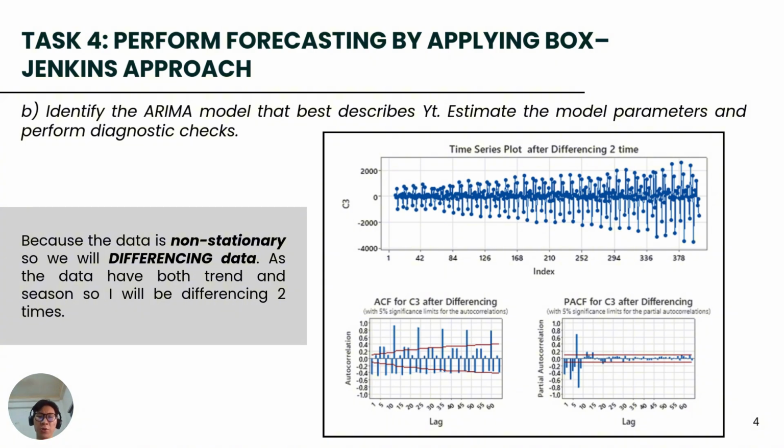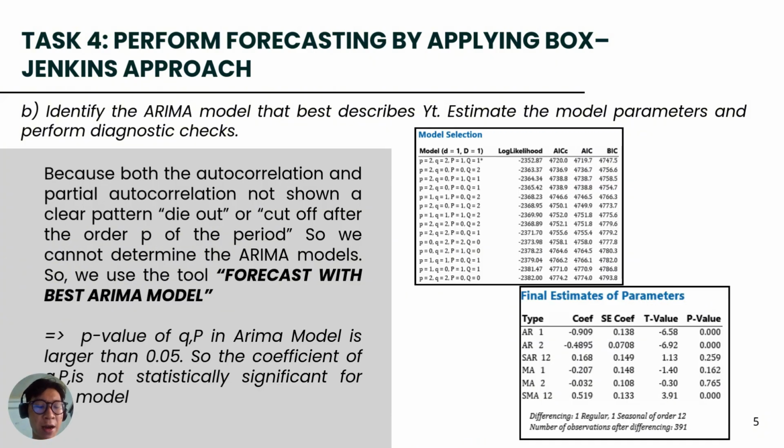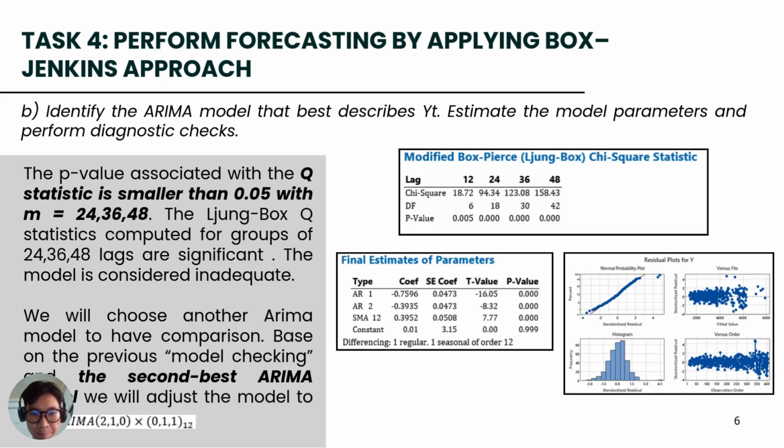We're going to use the tool called forecast with best ARIMA model. The p-values of Q and P are larger than 0.05, so the coefficients of Q and P uppercase are not statistically significant for the model. And also the best model here is 212111 with seasonality 12.